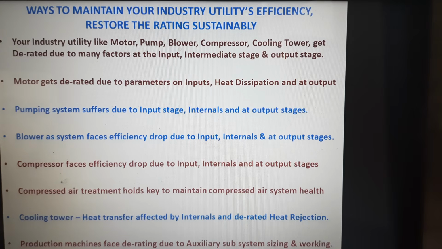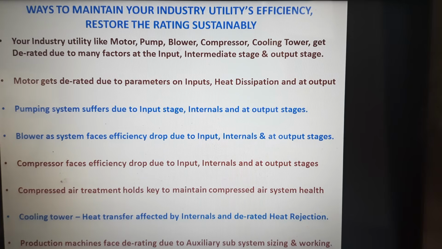stages. The compressor efficiency drops at the input stage, at the internals of the compressor, that is the generation efficiency of the compressor, and at the output delivered to the compressor house to the compressed air treatment. The compressed air treatment holds the key here to maintain a compressed air system health for the plant as such.